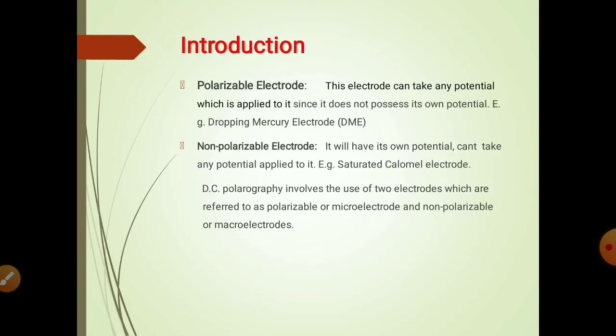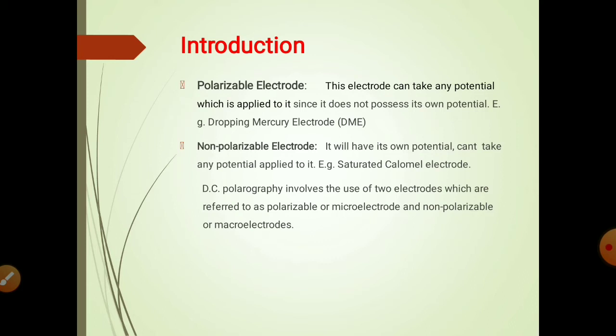A polarizable electrode is one which can take any potential which is applied to it, since it does not possess its own potential. For example, the polarizable electrode is a dropping mercury electrode. It is also called a micro electrode, since it is small in size and surface area compared to the other electrode.